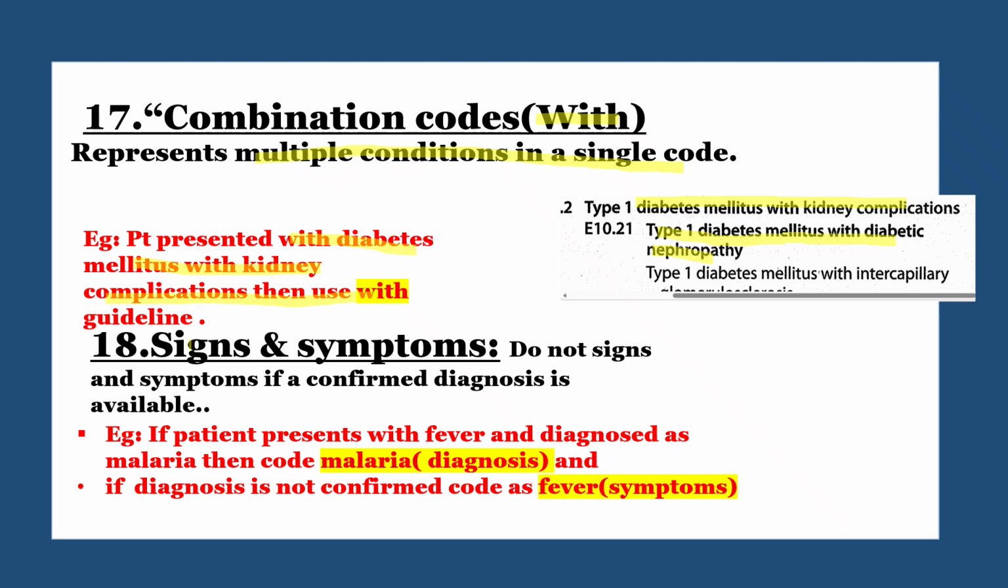Next, signs and symptoms. We should not assign signs and symptoms if a confirmed diagnosis is available. For example, a patient presents in the hospital with fever, and after all the tests he is diagnosed with malaria. Then we have to put malaria as the diagnosis. You have to search the term malaria, find the code and assign it. If the diagnosis is not confirmed after the completion of tests or treatment, you have to code the fever, that is the symptom. If the diagnosis is present, you should not code the symptoms, only the diagnosis. If the diagnosis is not present, then you have to code the symptoms.